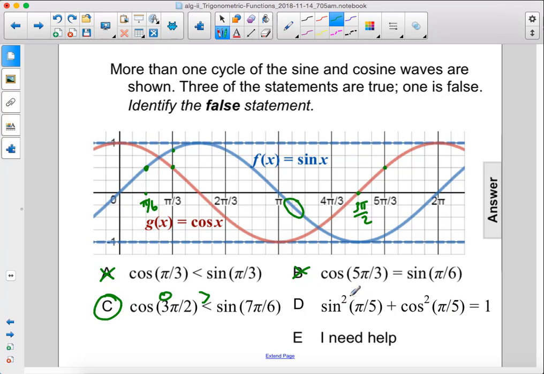Finally, we have sine squared of pi over 5 plus cosine squared of pi over 5 equals 1. This is just the Pythagorean identity. It holds true for any value on the unit circle. Therefore, this is true. The answer is C.